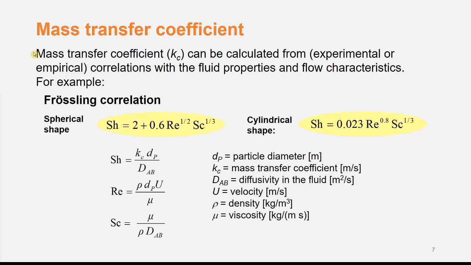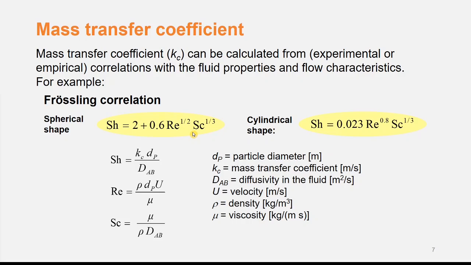So how do we get the values of the mass transfer coefficient, Kc? We can do specific experiments to get them, but if we are designing a reactor, that may not be possible. In that case, we can use correlations. One such correlation is by Frössling, which is shown here for two different shapes of pellet. This correlation relates the Sherwood number, which contains the mass transfer coefficient, Kc, to the Reynolds and Schmidt numbers.